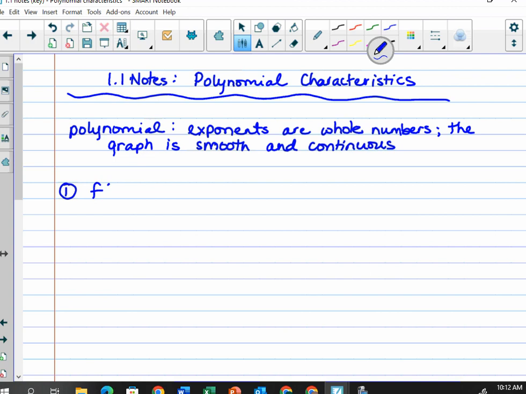I'll give you f of x is equal to 3x to the 4th plus 2x cubed minus 7x squared plus 5x minus 1.